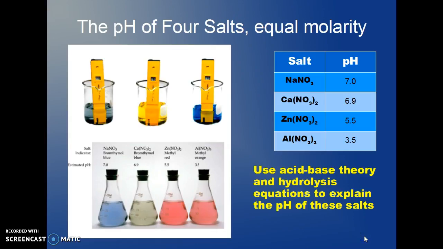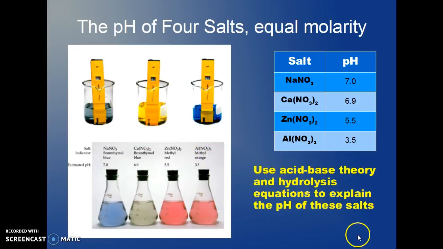Let's look at a lab that you may have done, or something similar, where we have taken 4 salts and dissolved them in water at the same molarity. As you can see, the acid-base indicators, the same indicator, methyl bromthymol blue here and then methyl red here, show that the pHs are different. As you go from left to right, the pH goes from 7 to 3.5. Sodium nitrate at 7, aluminum nitrate at 3.5.